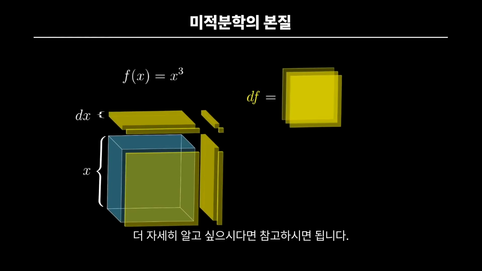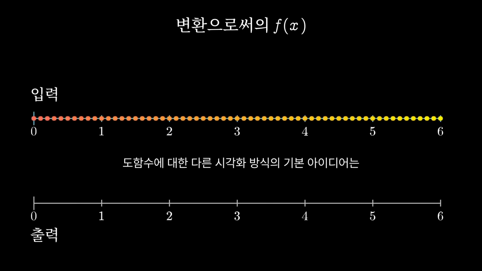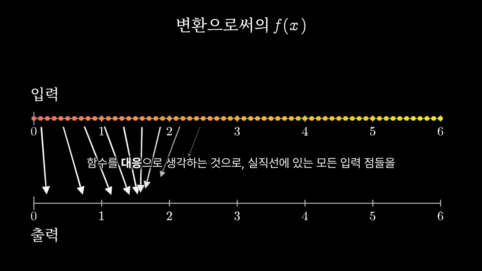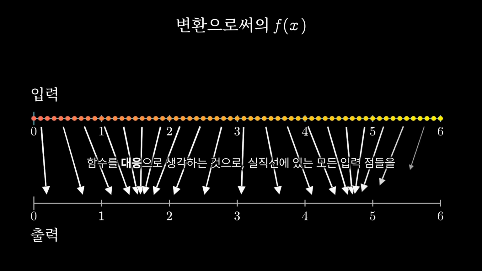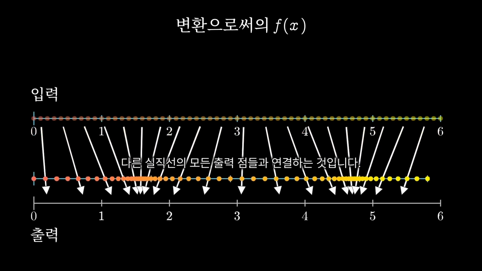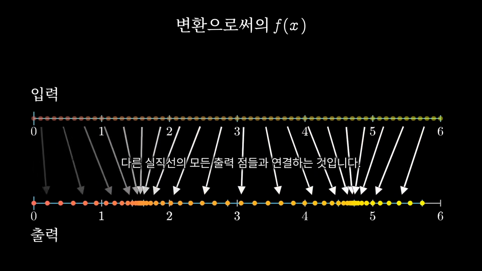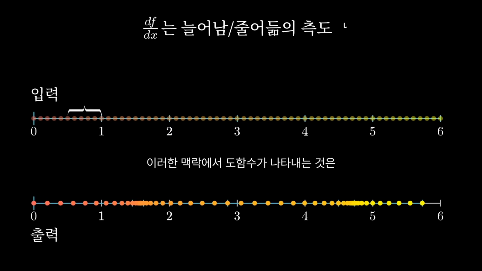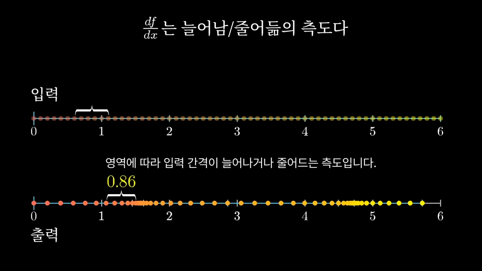Now the basic idea behind the alternate visual for the derivative is to think of this function as mapping all of the input points on the number line to their corresponding outputs on a different number line. In this context, what the derivative gives you is a measure of how much the input space gets stretched or squished in various regions.